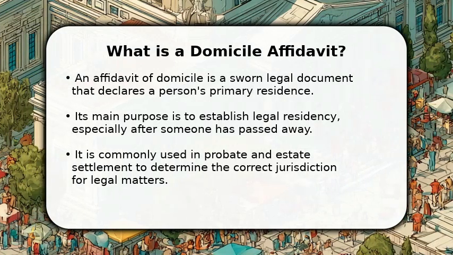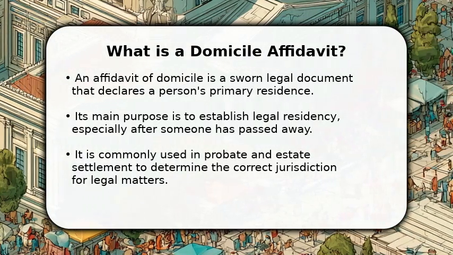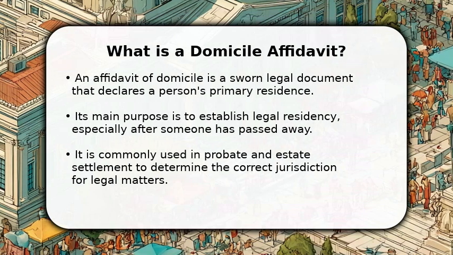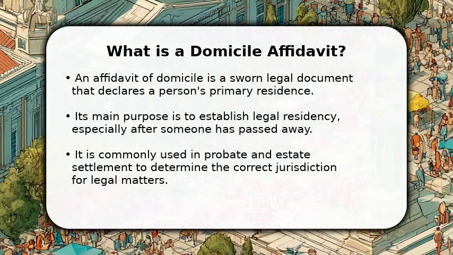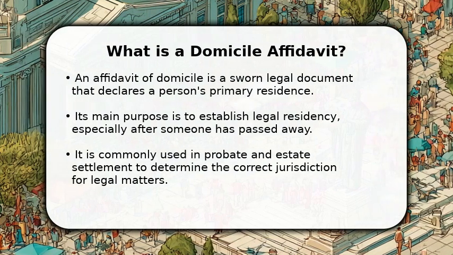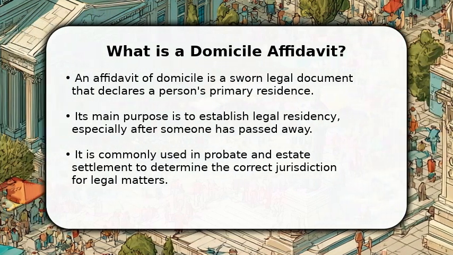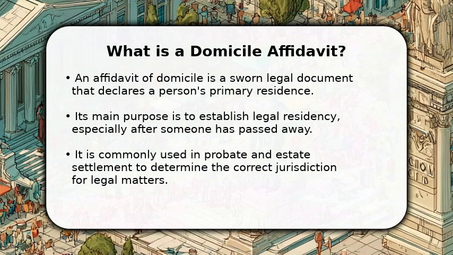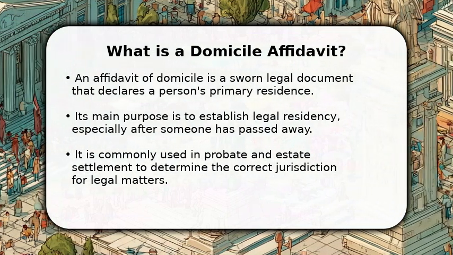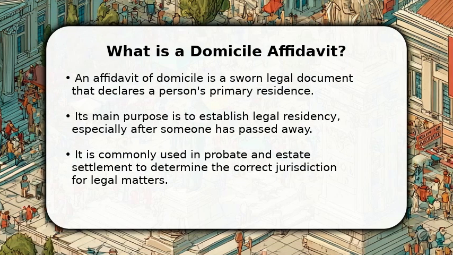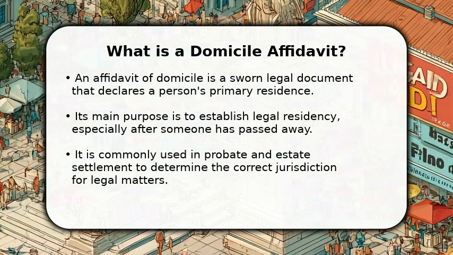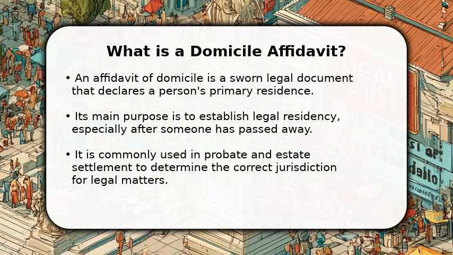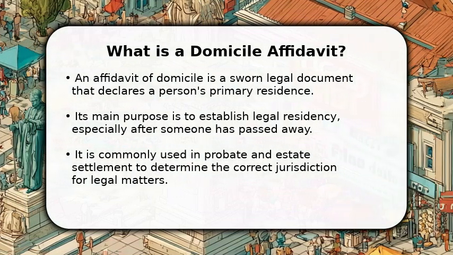Enjoy the video. In this video, I will explain how to make an affidavit for domicile. This crucial legal document formally declares a person's primary residence, often after their passing. It's frequently used in estate settlement and probate proceedings to confirm where someone legally lived, which can impact jurisdiction and asset distribution. Understanding its purpose is the first step in ensuring a smooth legal process for beneficiaries and executors alike.